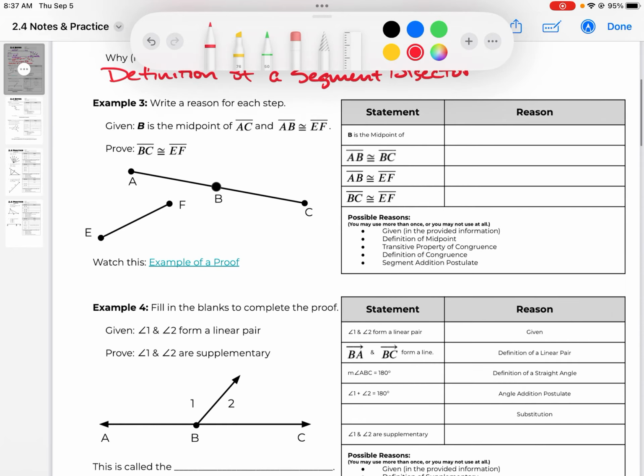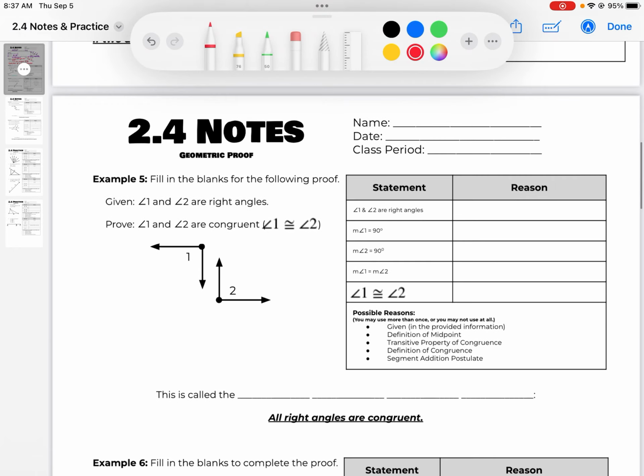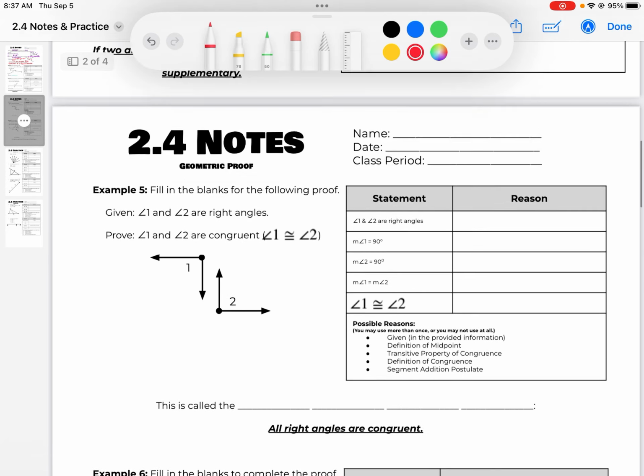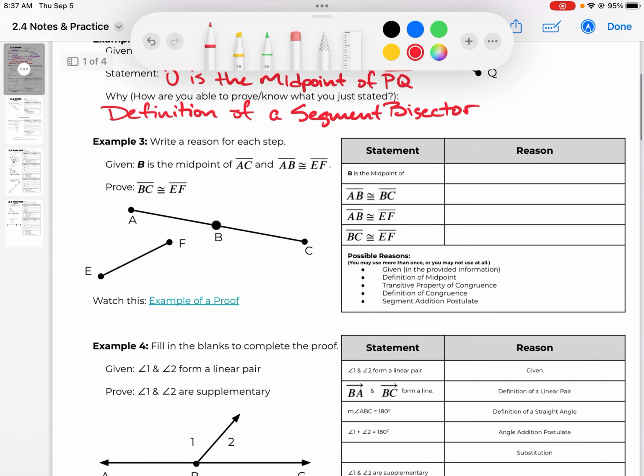For examples 3, 4, 5, and 6, you'll see these different tables, all right? And when you're filling in these tables, it's pretty much breaking down the given all the way down to what they're asking us to prove. If you notice the prove right here and the last thing in the table, those match. So pretty much what we're trying to do is take a starting piece of information and reason our way down to what they ask us to prove.